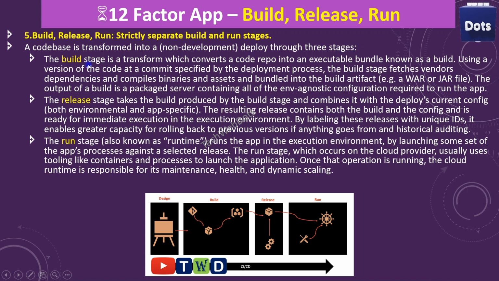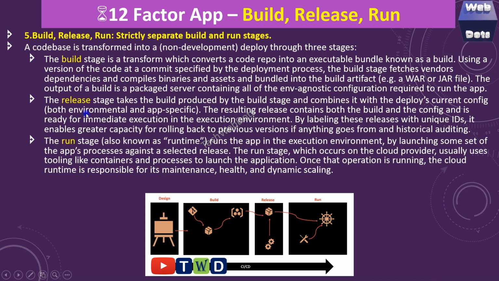And what are these? Number one, the build stage is a transform which converts a code repo into an executable bundle known as a build, using a version of the code at a commit specified by the deployment process. The build stage fetches vendor dependencies, let's say packages, compiles binaries and assets, and bundles them into a build artifact, for example a war file or a jar file. The output of a build is a package containing all the environment-agnostic configuration required to run the application. This is our build step, right?